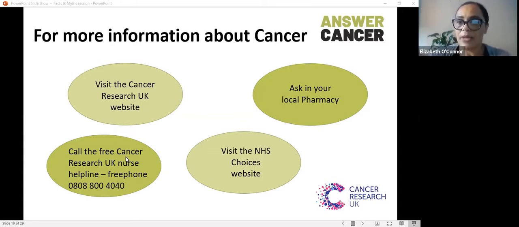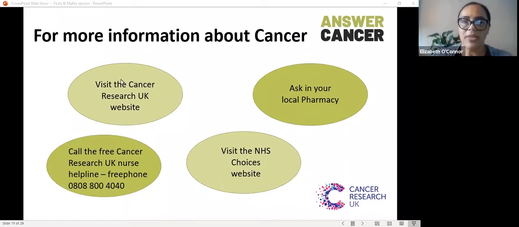But for me, my go-to is the Cancer Research UK website. It gives all the scientific evidence-based information, and it gives you the stories behind the evidence, and it's written in an easy way to understand. It's just written in a good way that most people can understand.